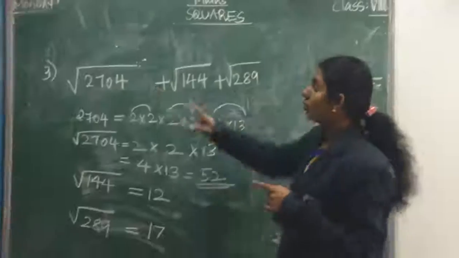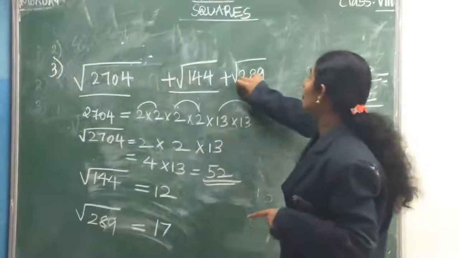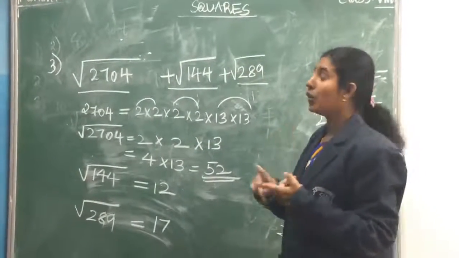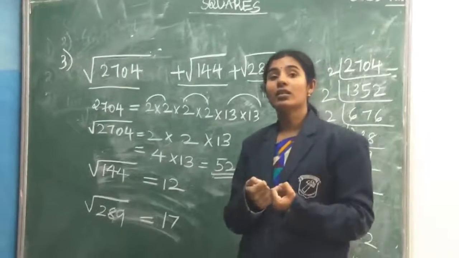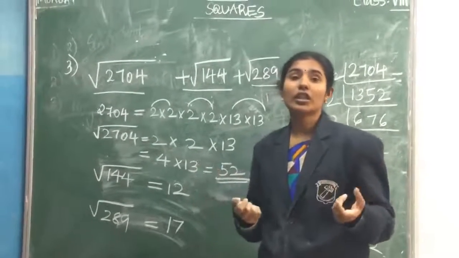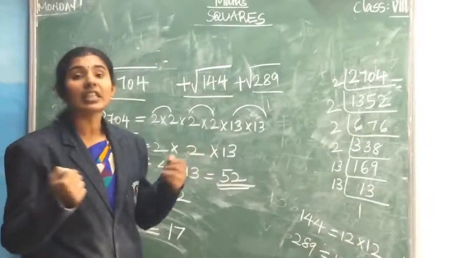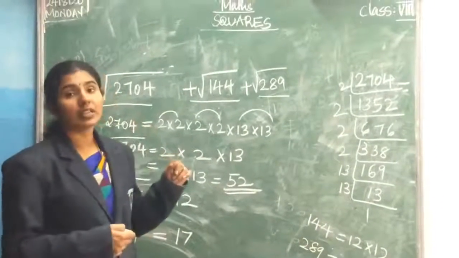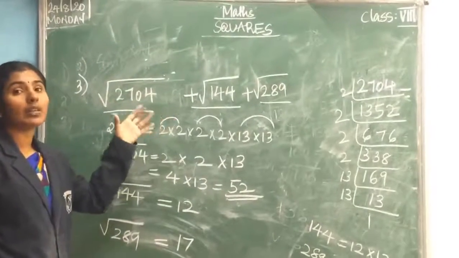Okay. What you should do? Each square root you should find out. First of all, find each square root. Then add the answers you are getting. Sorry, add the 3 answers. You will get the final answer. Okay. So what you should do? See the first number. What is that?